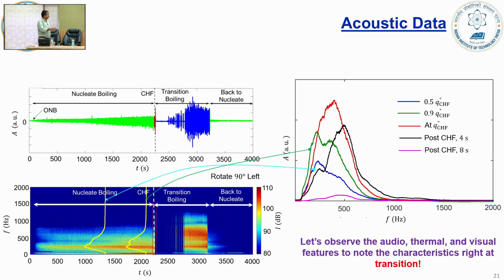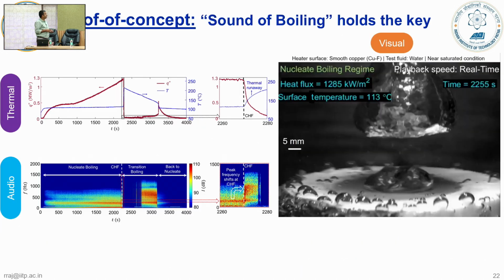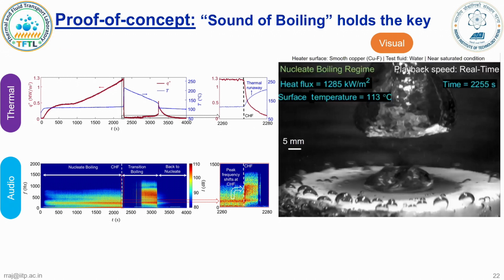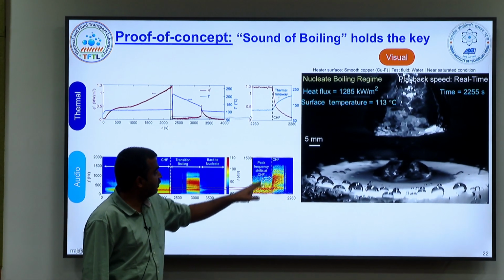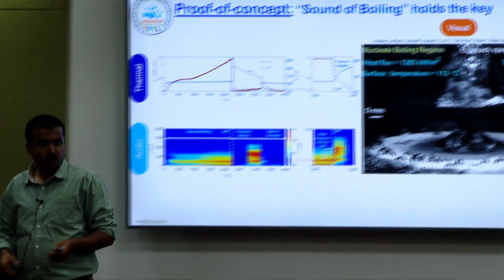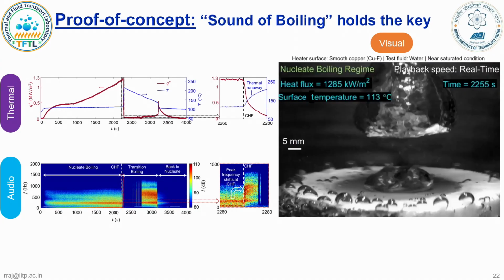And this is sound. We also have the thermal data, visual data. We look at all of them together. So here I am just focusing on the critical heat flux. If you zoom in, heat flux was high, thermal runaway, temperature shoots up, heat flux goes down. If you look at the sound, there is some shift in frequency. So I am going to play this video. You will also hear the sound. All of the numbers are written there: heat flux, surface temperature, time.